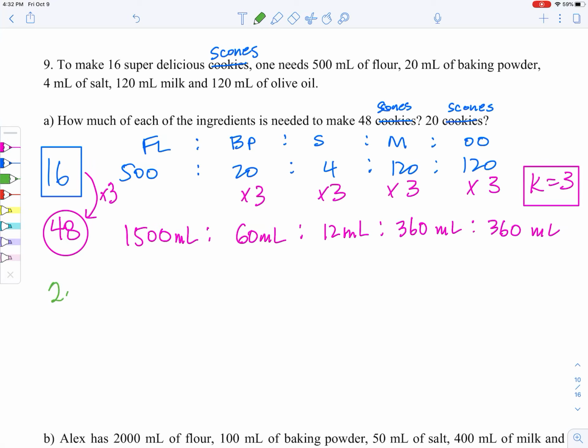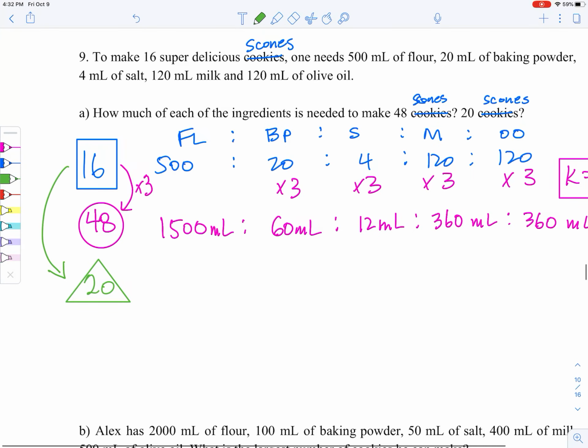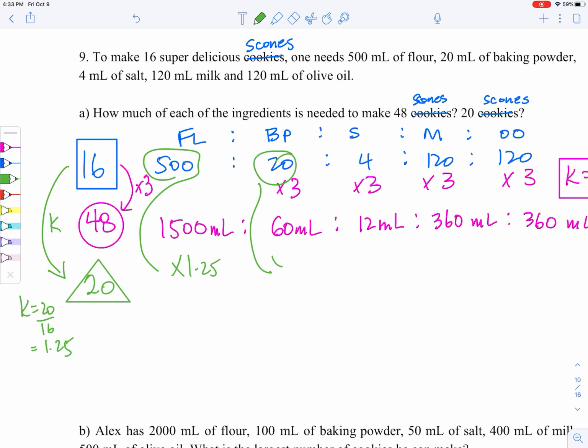The next one wants us to make 20 cookies. So scones. If we're doing 20, our scaling factor this time, how many times does 16 divide into 20? So our K here would equal 20 divided by 16, which is 1.25. So for here, I'd have to multiply my original times 1.25, my original times 1.25, original times 1.25. You get the picture.